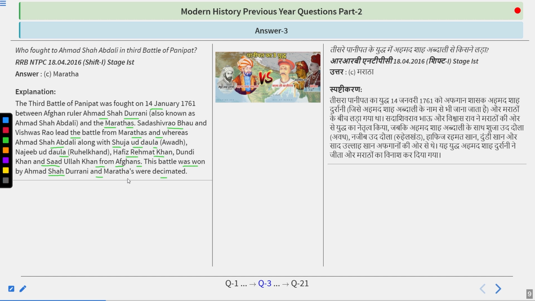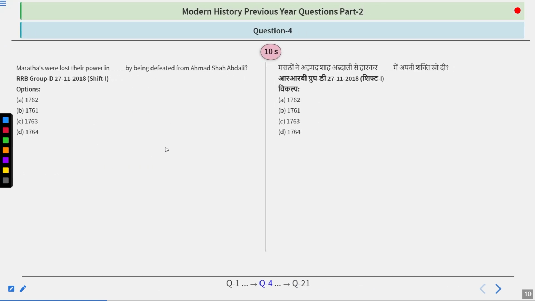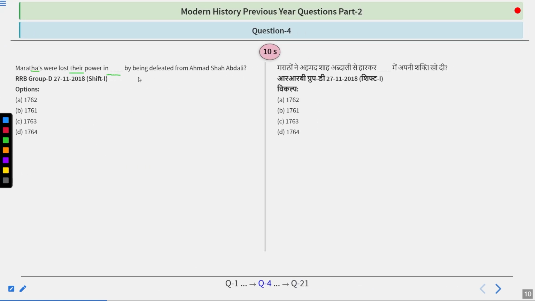During this battle, the army of the Marathas was led by Sadashiv Rao Bhau. And if we talk about the Peshwa at that time, the Peshwa was Nana Sahib, as he was referred to, but he was the son of Bajirao, and his name was Balaji Bajirao. The Marathas lost their power by being defeated by Ahmad Shah Abdali. Remember this as I try to answer this question first.